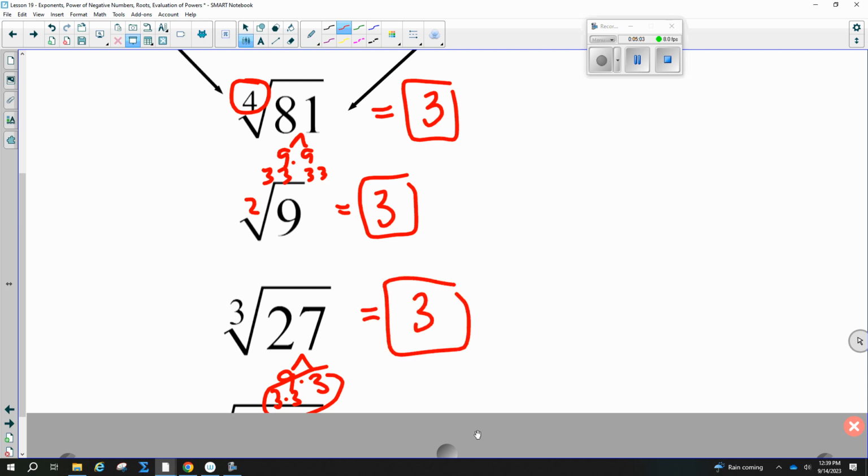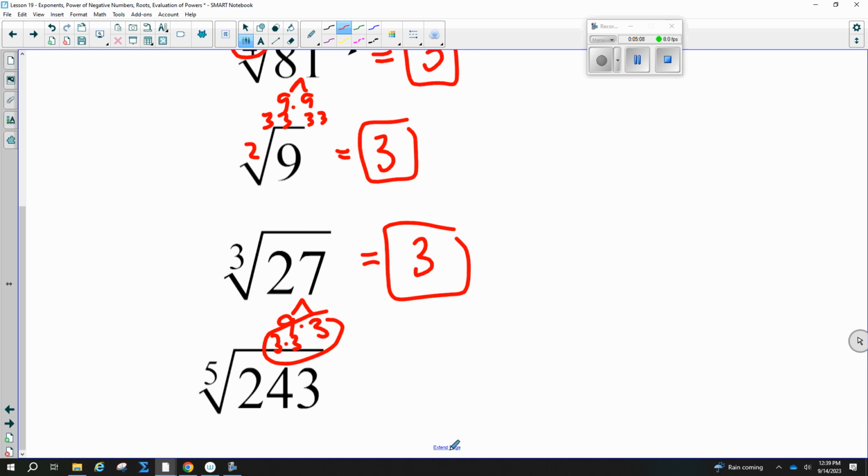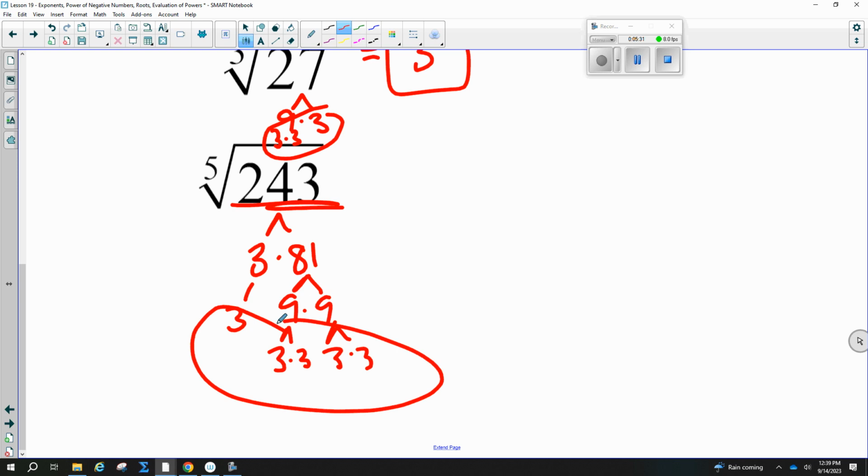And the 5th root of 243. What goes into 243? 3. Let's see. 3 goes into 24, 8, and 3 goes into 3 one time. So there's 3 times 81. Okay. And then 81 is 9 times 9. And then this one is 3 times 3, and this one is 3 times 3. So 243 is actually 3 to the 5th power, right? And so we can take the 5th root of 243, and it is 3. Okay. Let's learn some of these. All right.